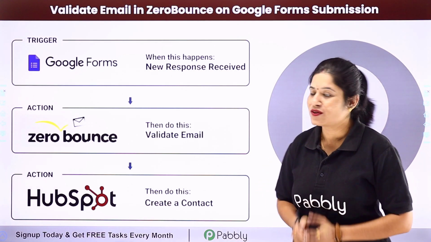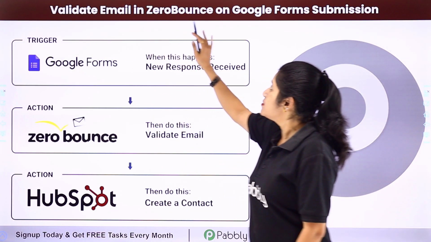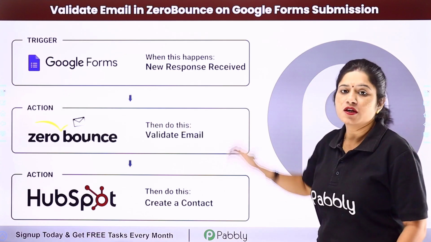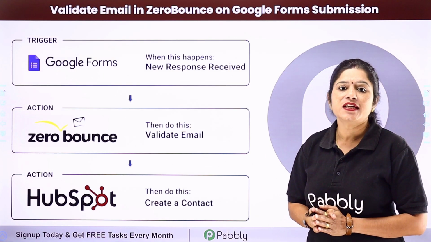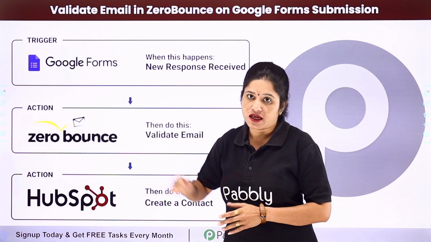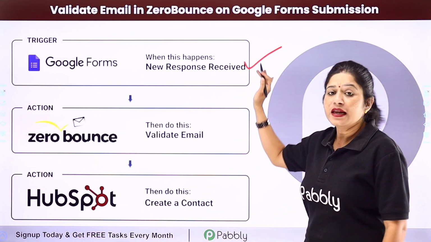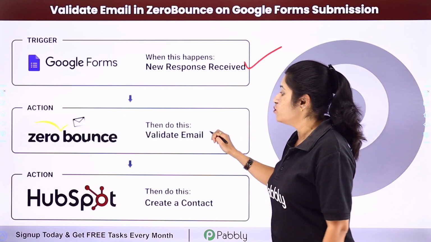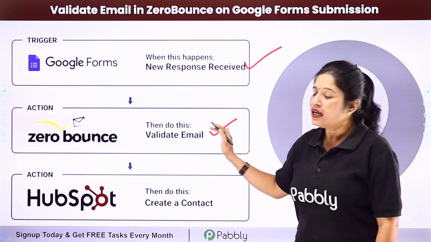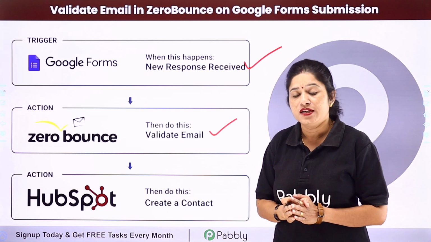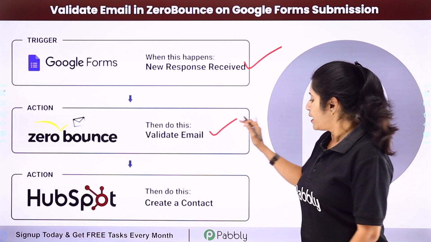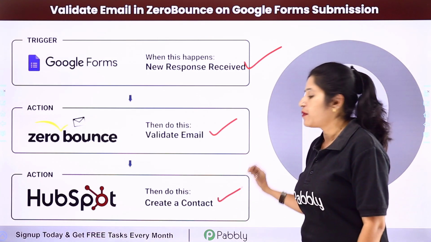In this video, we are going to learn how you can validate email in ZeroBounce on Google Form submission. So the idea here is that you have created a contact form using your Google Forms account. Now you want that whenever the form is filled, first of all, the email address of the customer should be validated using your ZeroBounce account, and if the email address is a valid email address, then only the customer should be added as a new contact to your HubSpot CRM application.